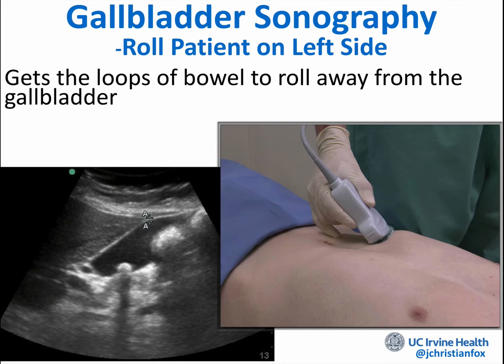And what you're going to do is you're going to roll the patient on their side. And what that does is it gets this pesky duodenum out of the way. You see the second portion of the duodenum rolls right behind the posterior wall of the gallbladder.